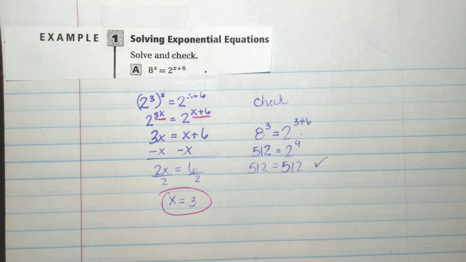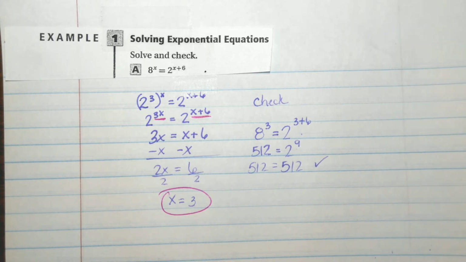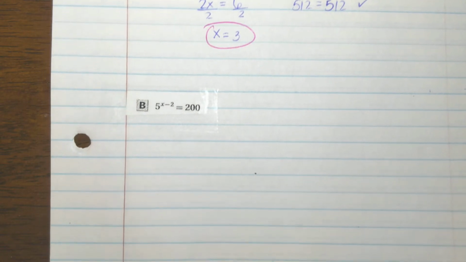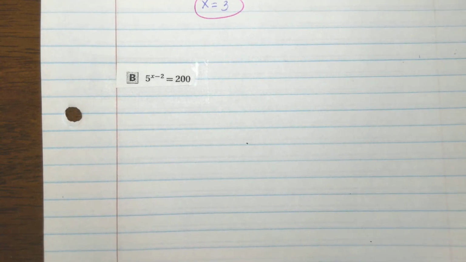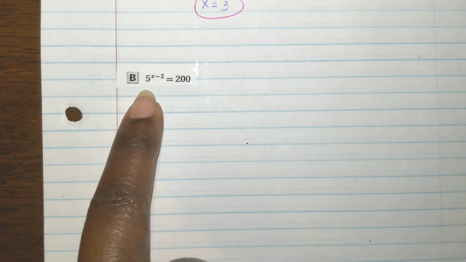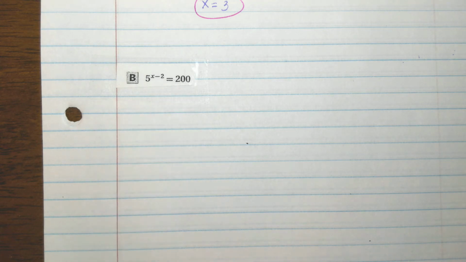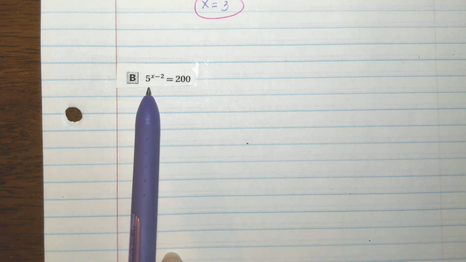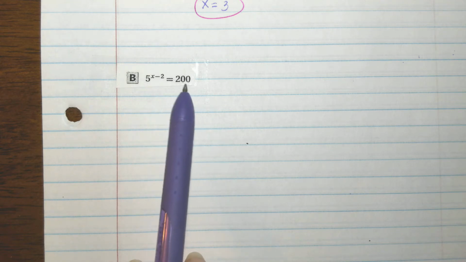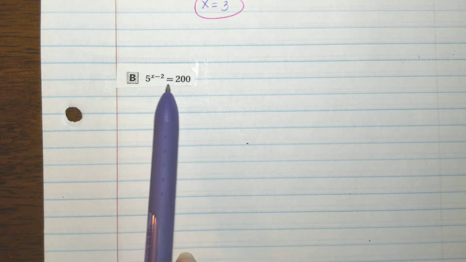All right, let's move to our second example. Slide this up. Our second example is, again, an exponential equation. Here you have a base with the power on it, and you have a value on the right side. Now, in this case, it is not possible for me to write 5 or to write 200 as a power of 5. It's just not possible.